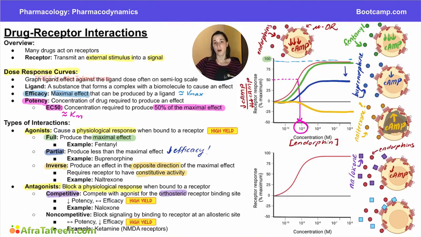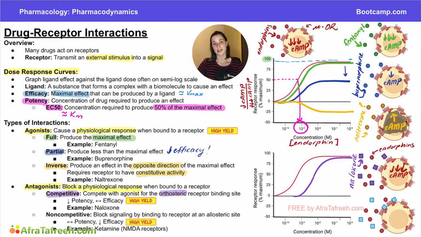However, it's now going to require an increased concentration of endorphins to induce the same effect as without the naloxone bound. Since the endorphins now have the added challenge of competing off the naloxone, it's going to take a higher concentration of endorphins to induce the same signaling effect as without the presence of naloxone. That's going to make the endorphins appear to have a lower potency. But at high enough concentrations, the endorphins will eventually compete off all of the naloxone, and the receptor will be able to signal at the maximal level that it was able to before.